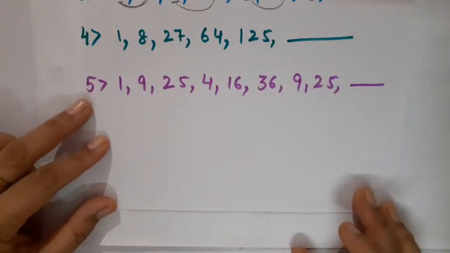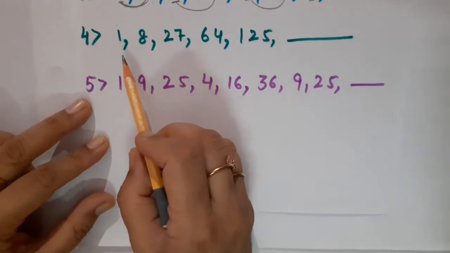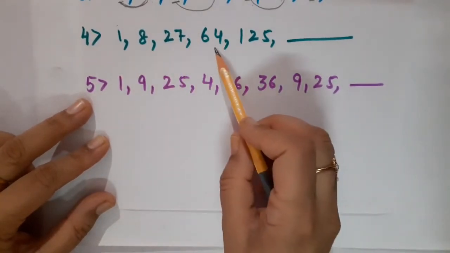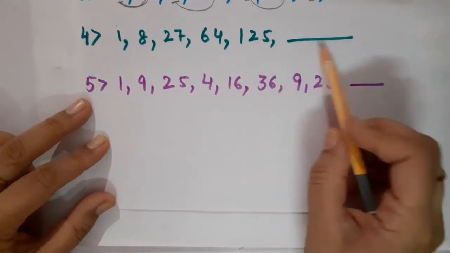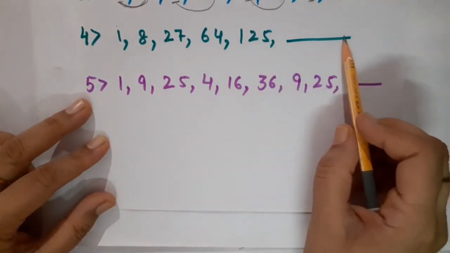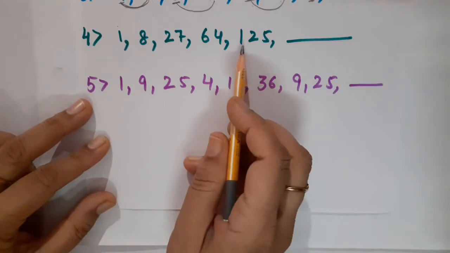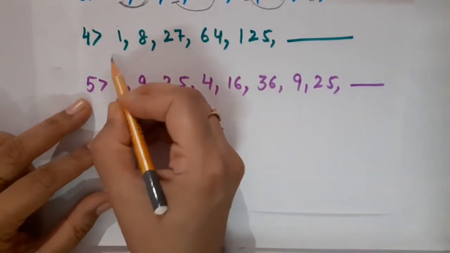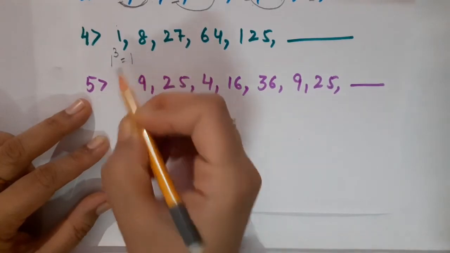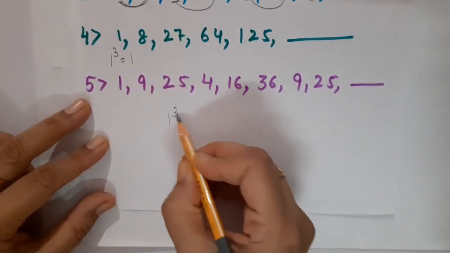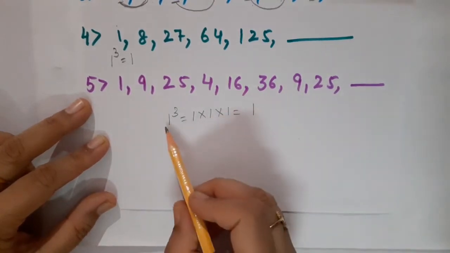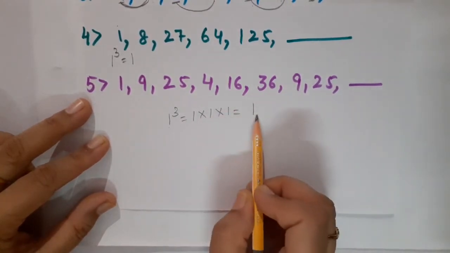Now children, I am on question number 4. The given series is 1, 8, 27, 64, 125 and I have to fill the next number. So children, what did I observe in it? They all are perfect cubes. Can I write 1 cube is equal to 1? What does it mean? 1 cube means 1 into 1 into 1. That is 1. Means 1 will be multiplied by itself 3 times.